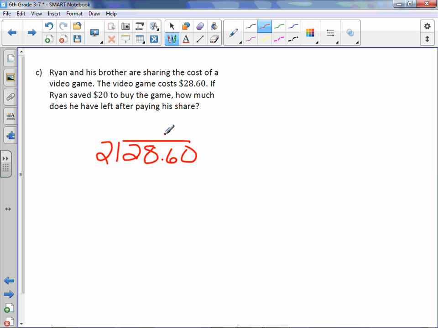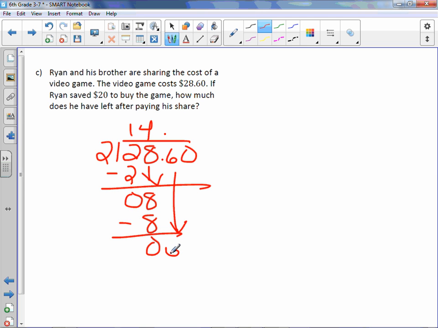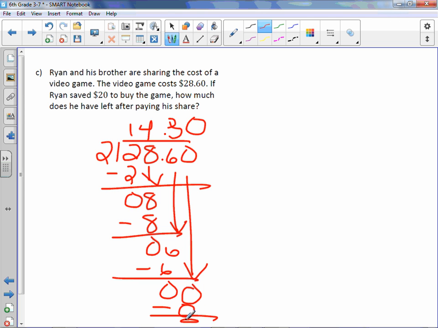Carry up your decimal point. 2 goes into 2 once. Subtract and get 0. Bring down the 8. 2 goes into 8 4 times. Subtract 8 and get 0. Bring down the 6. 2 goes into 6 3 times, which is 6. Subtract and get 0. Bring down the 0. And 2 goes into 0 0 times. Subtract and get 0. And let me fix this digit here. This was a 3. There we go. So Ryan owes $14.30.